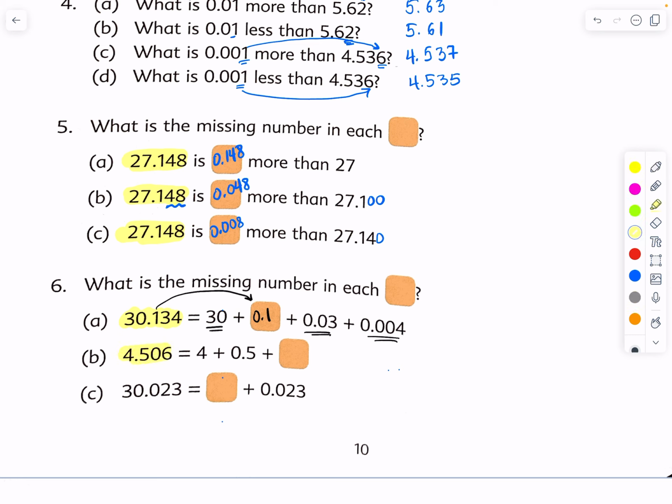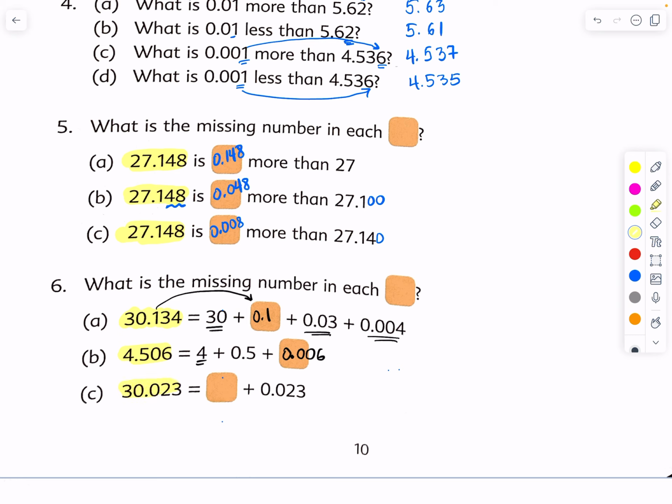Let's take a look at what we have on the left. Again, in part B, we have 4.506. Okay, let's take a look. We have 4, fantastic, on the right. We have 5 tenths, yes. And what else are we missing? We're missing the last digit, which is 6 in place of thousandths. So it's 0.006.